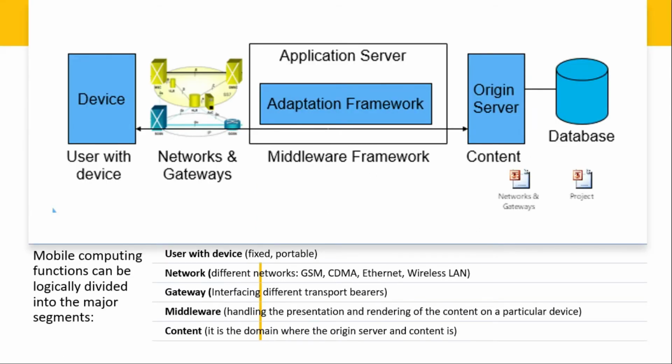So, mobile computing function can be logically divided into major segments, such as user with device, which is fixed and portable. They use different networks, such as GSM, CDMA, Ethernet, or wireless LAN. For the gateway, interfacing different transport barriers, middleware handles the presentation and rendering of the content on a particular device. For content, it is the domain where the origin server and content is.